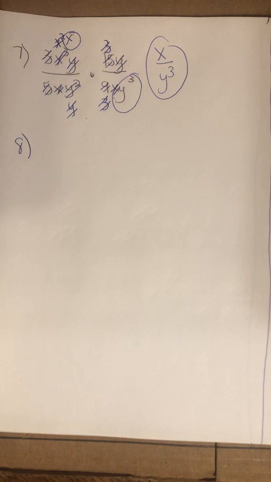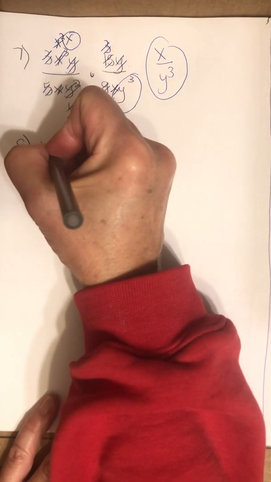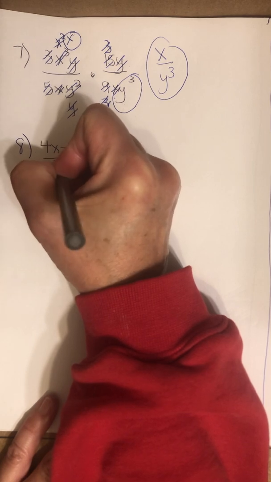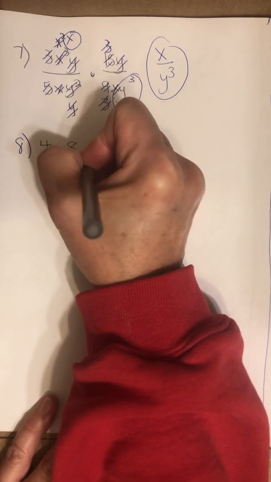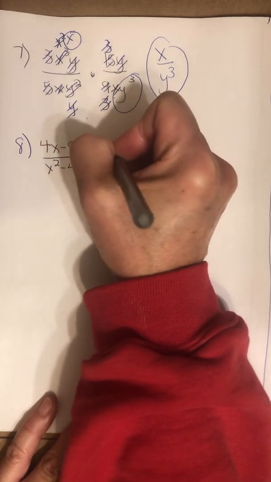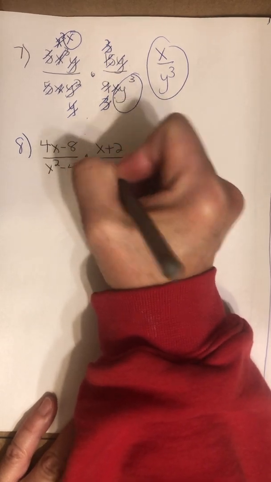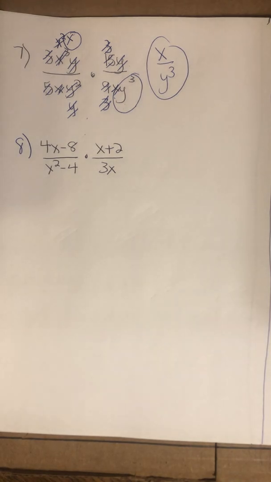Number 8, I am going to keep my first fraction that you see on your paper, and I'm going to write multiplication instead of division, and I'm going to write x plus 2 in my numerator and 3x in my denominator, flipped from the paper, of course.